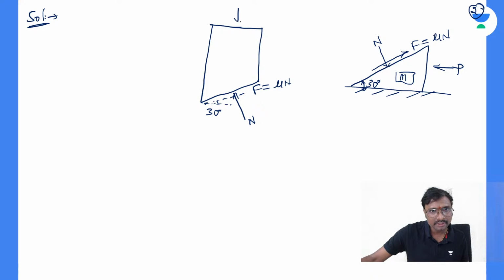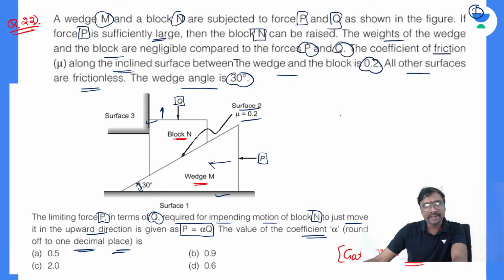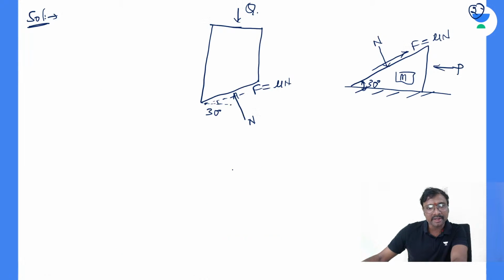What is the Q? If you just observe, Q will be acting in the vertically downward direction, right? So here that is N we are taking, and because of this surface 3 one reaction, and because of this bottom surface 1 also one more reaction you will be getting. This is surface 2 in contact. This is surface 1. Because of this surface 1, what are you getting? Let us say that is your N1.